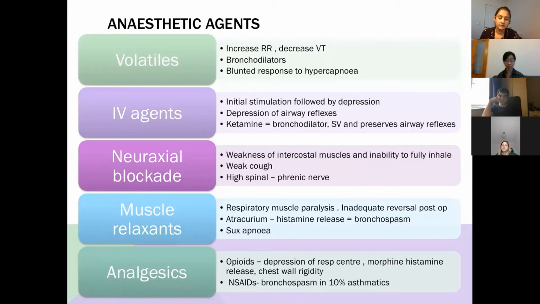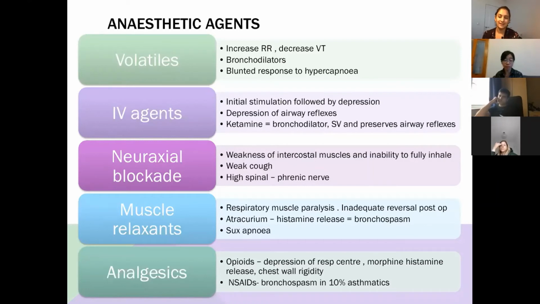Neuraxial blockade can cause weakness in the intercostal muscles. Of course, it depends exactly on the level of the block. It's a particular problem in obstetrics where you have to have quite a high block of about T2 to T4. So it can cause weakness in the muscles, inability to fully inspire, and a weak cough. Of course, if the spinal becomes even higher and compromises the phrenic nerves, C3 to C5, that's a very high spinal, and that's when you get respiratory compromise, and it's an emergency situation.